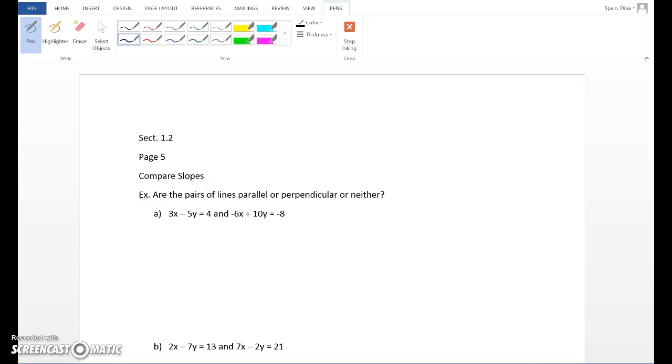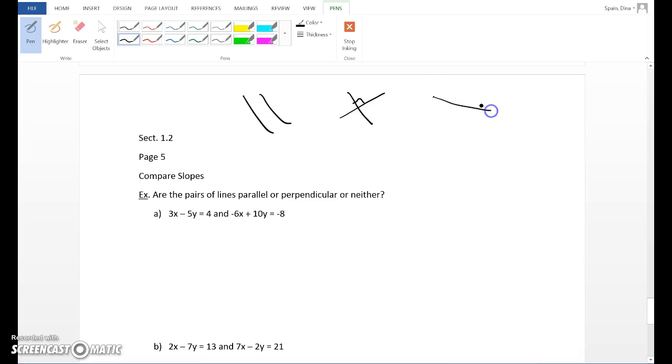Okay, here's part 3 of the notes for section 1.2. We just talked about parallel and perpendicular lines, and how their slopes are related. With parallel lines, their slopes are equal. For perpendicular lines, they intersect at a right angle, and those slopes are opposite reciprocals.